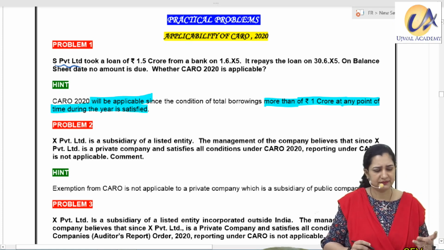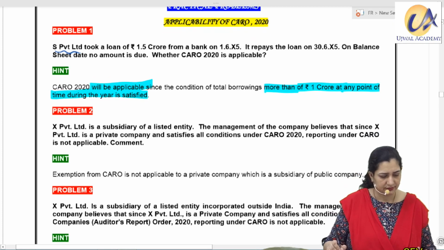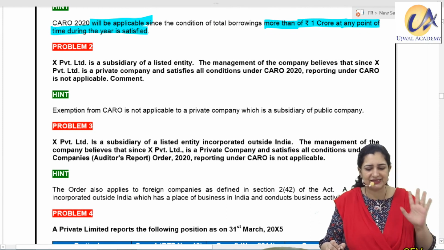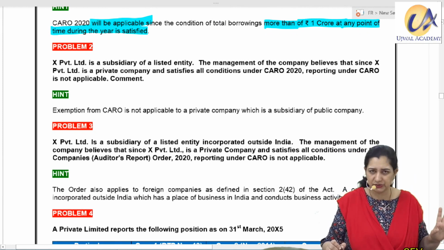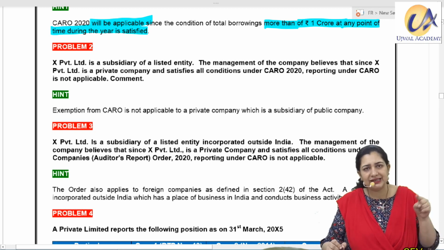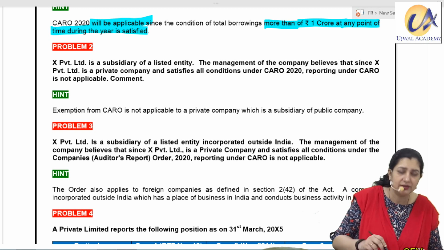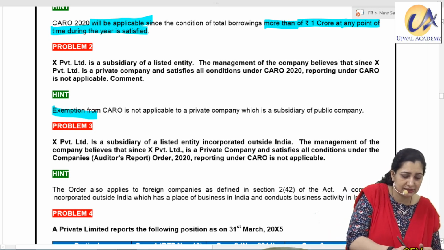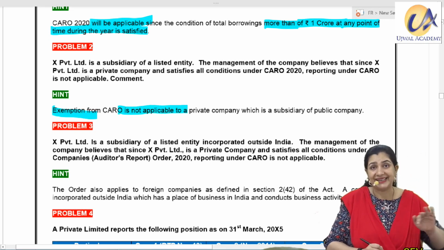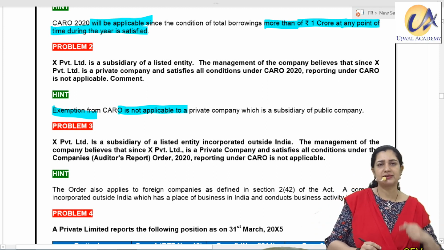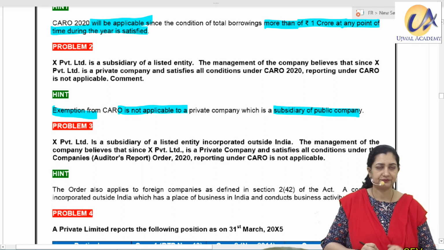So simple. Second one. X Private Limited is a subsidiary of a listed entity. Nothing else you need to see. You are a subsidiary of a listed entity, meaning a subsidiary of a public company. Will CARO be applicable? Yes. Exemption is not applicable. CARO is applicable, because you are a subsidiary of a public company.